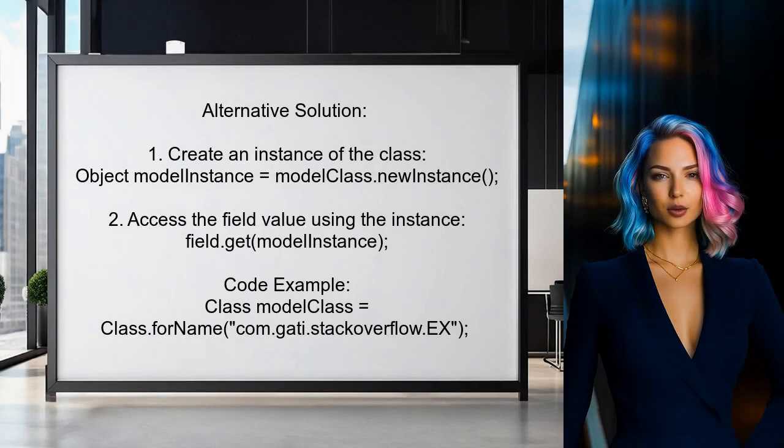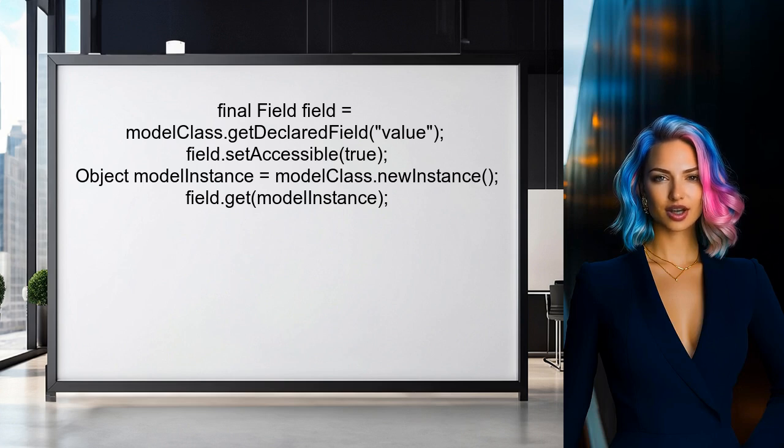An alternative approach shared by another user involves creating an instance of the class before accessing the field value. They suggest using the new instance method to create an object of the class, which can then be used to retrieve the field value.